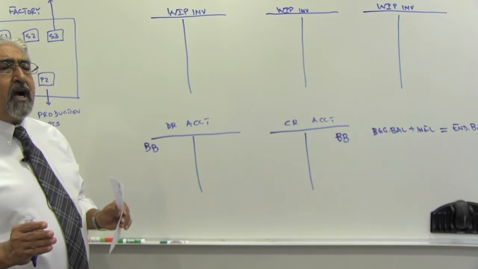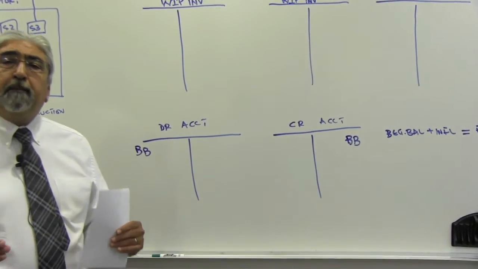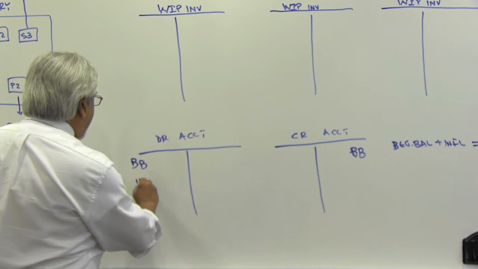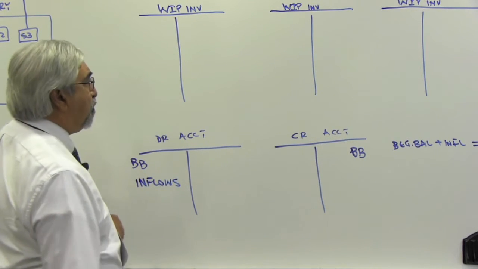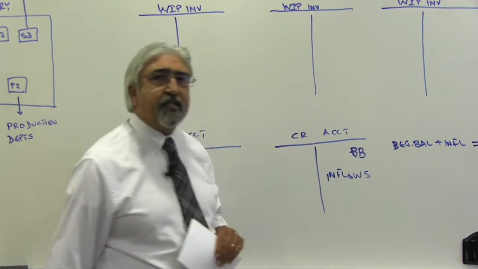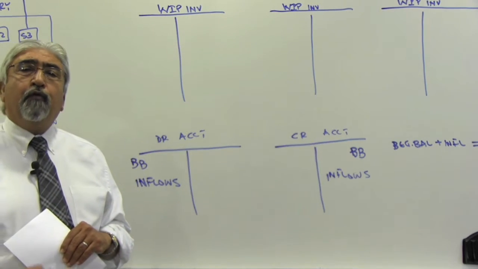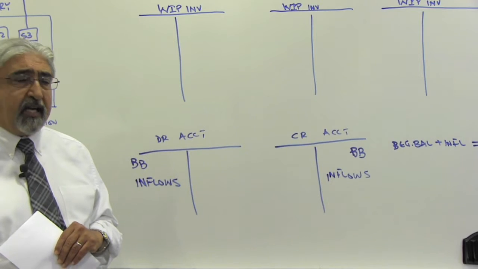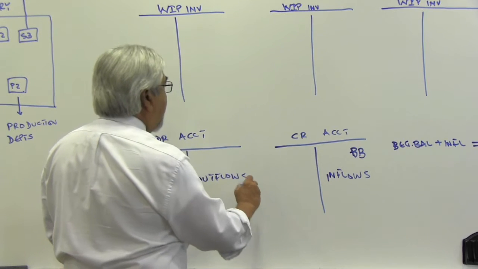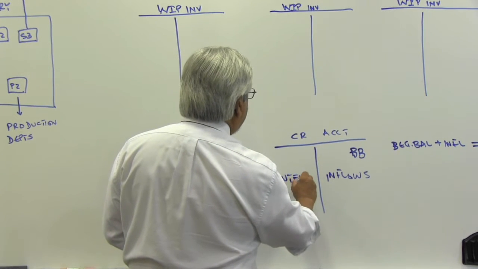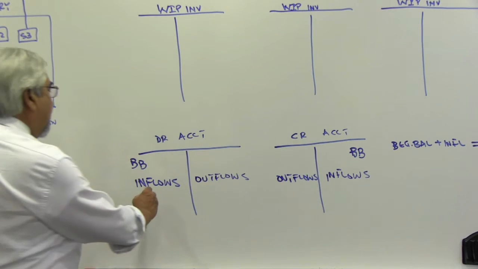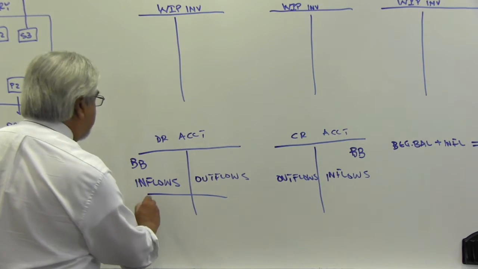Then in each account, there are inflows during the period that are going to increase that account. So in a debit account, the inflows are debits. In a credit account, the inflows are credits. Then there must be outflows from the account which decrease the account. In a debit account, the outflows are shown by a credit, and in a credit account, the outflows are shown by a debit. And the last element is that there will be an ending balance.